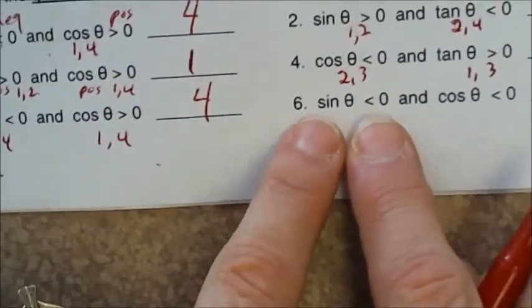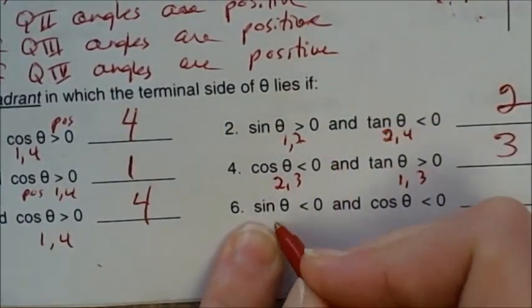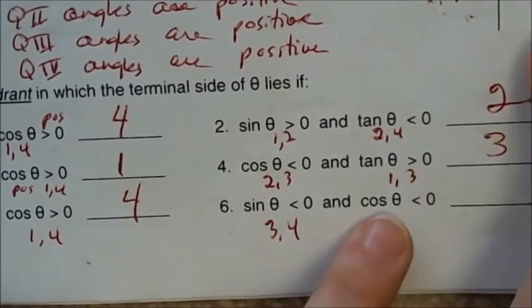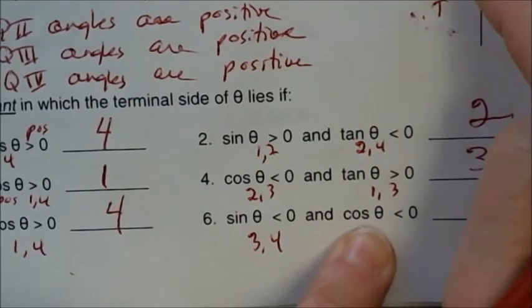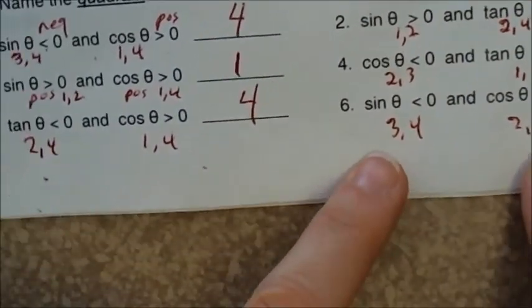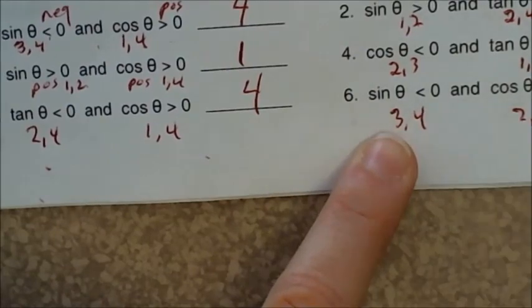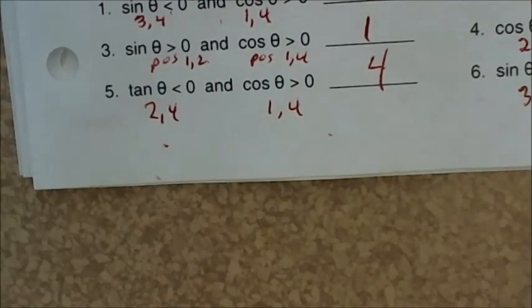And last, where's the sine negative? It's positive up here, so it must be negative in quadrants 3 and 4. And where's the cosine negative? It's positive here and here, so it must be negative in 2 and 3. What quadrant do these have in common? Quadrant 3. So sometimes these get a little tricky, but if you break these down and get some practice, it won't be bad.